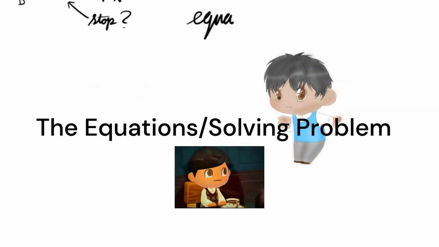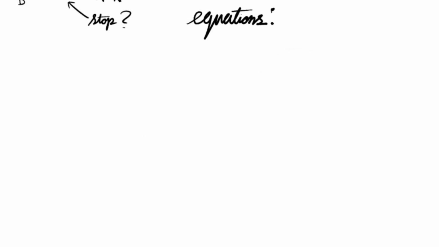The equations and solving the problem. So let's start off with the equations that are used in kinematics, there are quite a few of them, and we're going to start off with the Swiss Army equation. xf equals xi plus vit plus 1/2 at squared. This is very useful for finding the position if you have the velocity and the time.